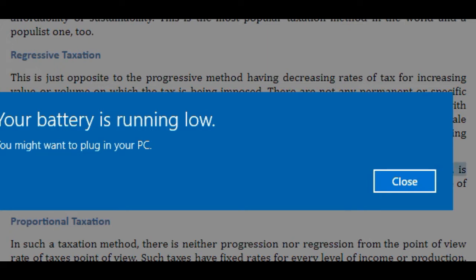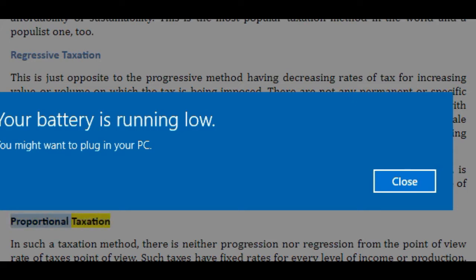This method, while appreciated for rewarding the higher producers or income earners, is criticized for being more taxing on the poor and low producers. This is not a popular mode of taxation and not as per the spirit of modern democracies.